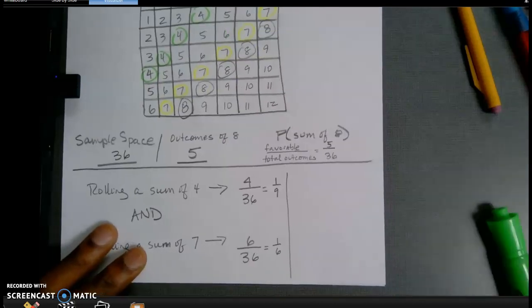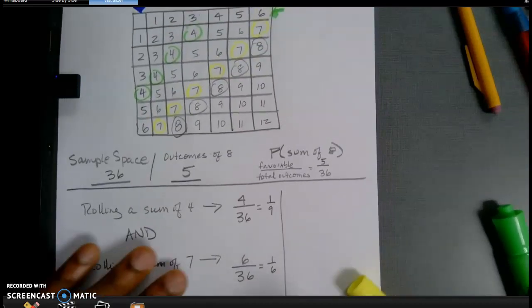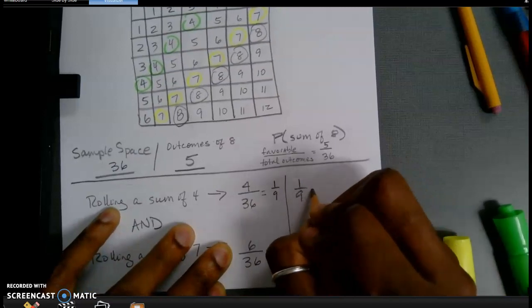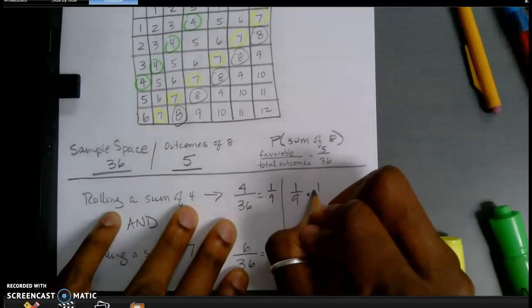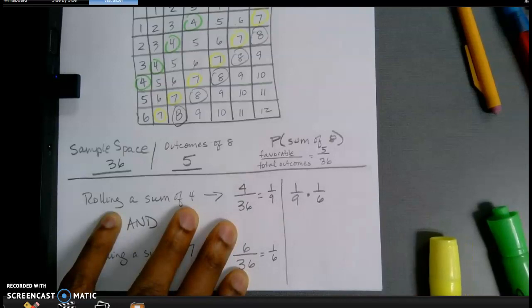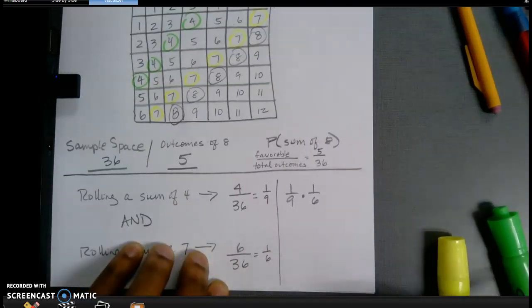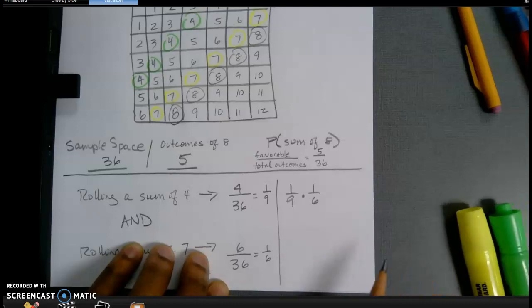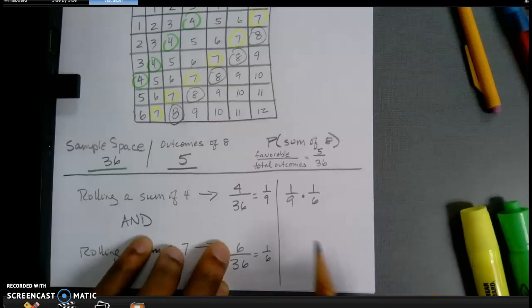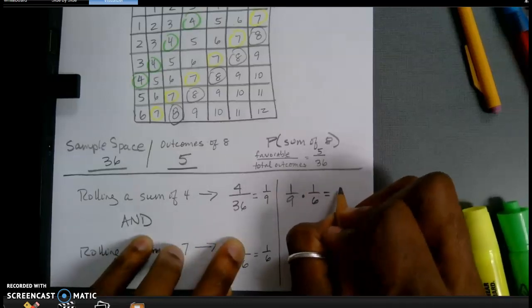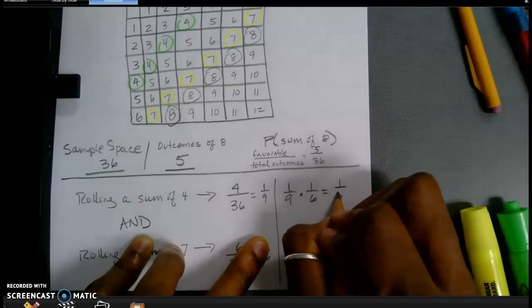So once I do that, I can now compare that 1/9 multiplied by the 1/6, and that's how I do it. I'm going to multiply both of these probabilities by each other in order to get what the probability would be of both of those things occurring at the same time. I'm going to get approximately 1 over 54.